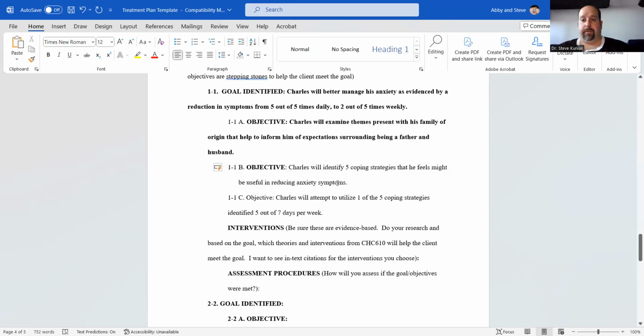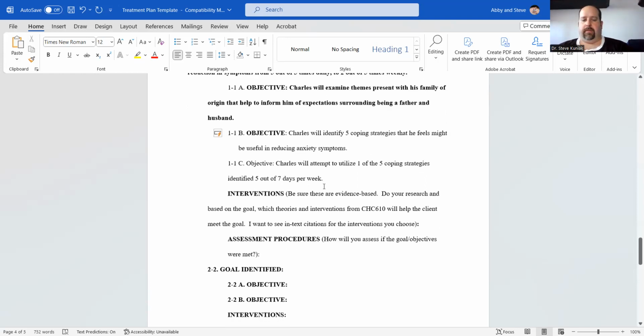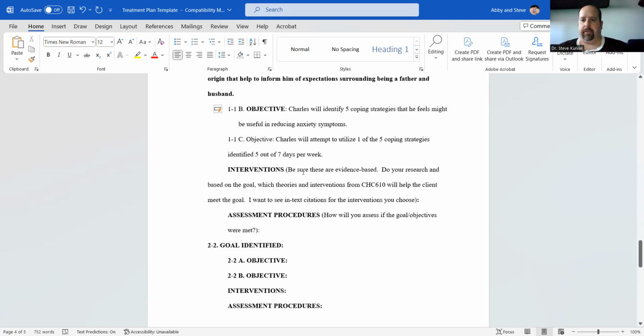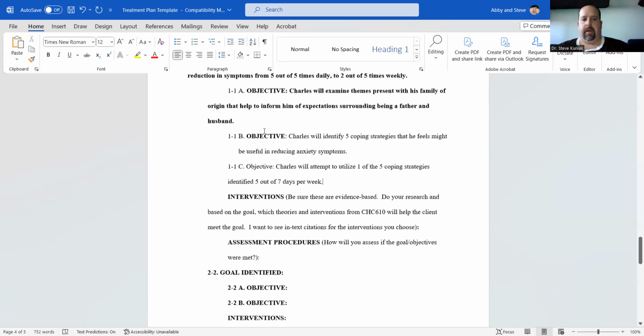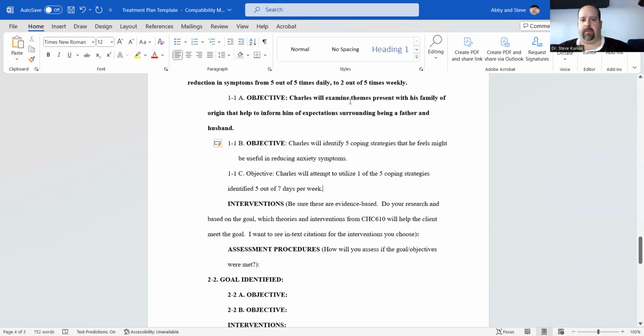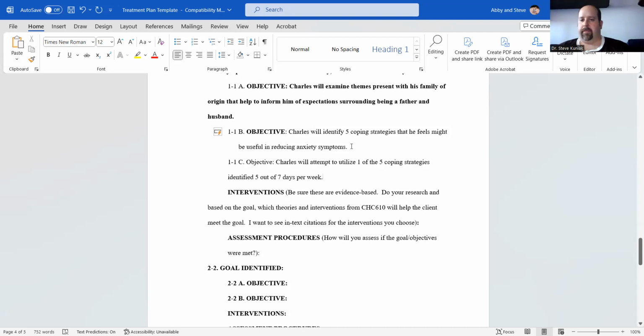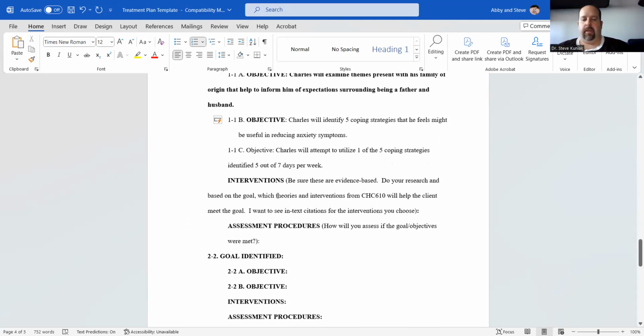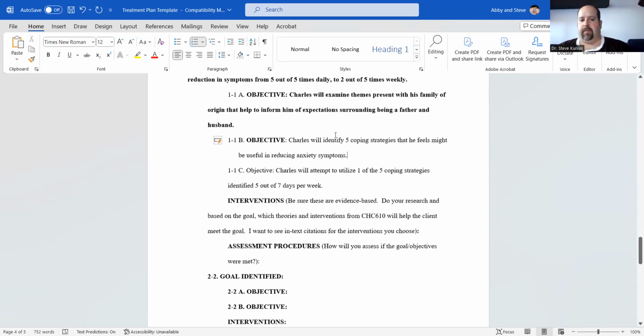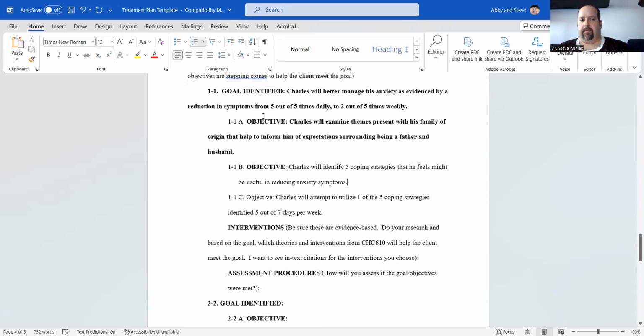But we want to make the goals measurable so that we can figure out, ideally quantifiably, when we've completed a goal. That's what's meant by SMART goals. They're measurable, they're attainable. He should pretty easily be able to examine these things. This would probably be through a session. Identify 5 coping strategies. This is probably something that he would do outside and report back to us. Similar here.